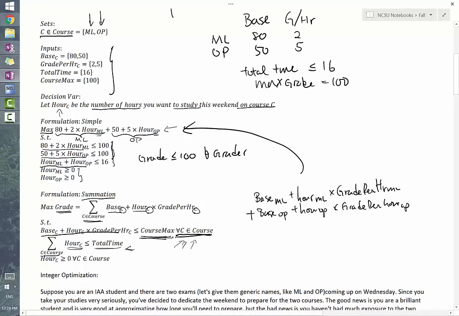Finally, our constraint greater than 0. So we cannot really spend negative time on each course. So again, for all C in course, or for every course out there, the number of hours you spend studying on that course has to be greater than 0. So this is our formulation.